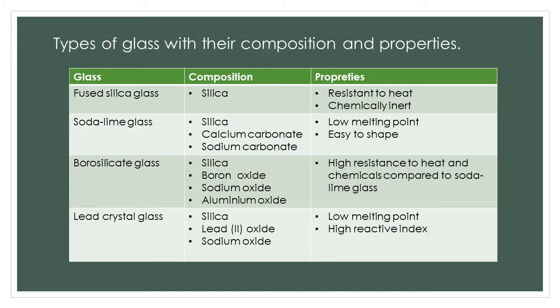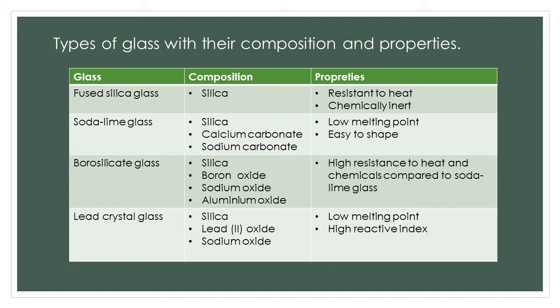Okay, now what are the uses or the properties of glass? We have 4 types of glass actually. We have the fused silica glass, with a composition of 100% silica. The property is resistant to heat and chemically inert. That's why we store all the acid inside the fused silica glass, because it's chemically inert. It is made of 100% silica.